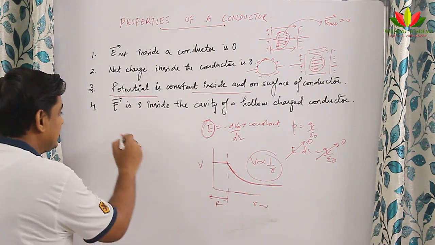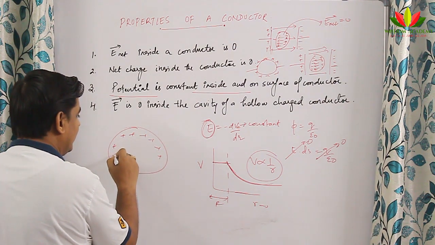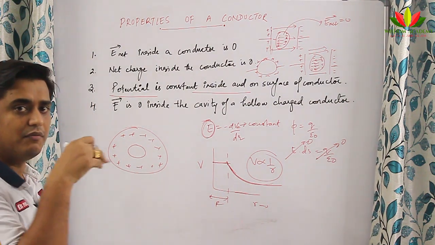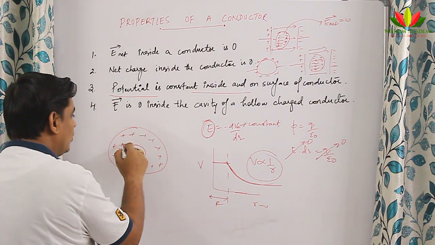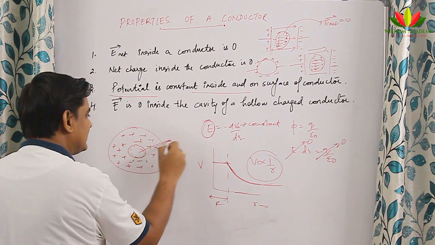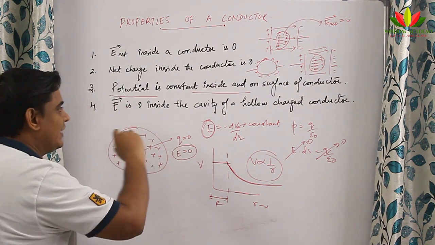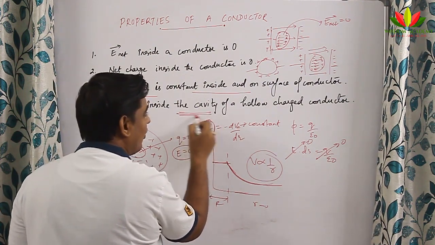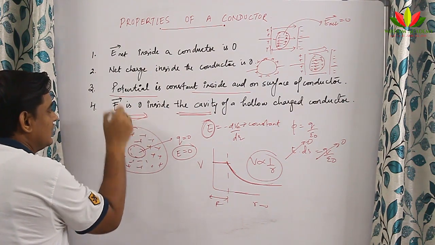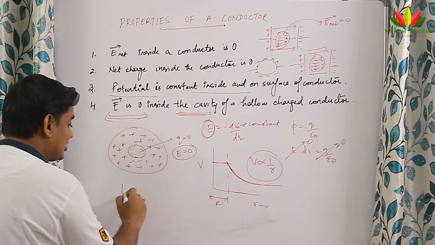So what happens, suppose there is a conductor, it is fully charged, but inside this conductor there is a small cavity which has no charge. So when there is no charge, again by applying Gauss law, if you draw a Gauss surface here, since the charge enclosed is zero, electric field will also be equal to zero. So whenever there is a cavity inside a charged conductor, the electric field will be zero there. This property is also known as electrostatic shielding.